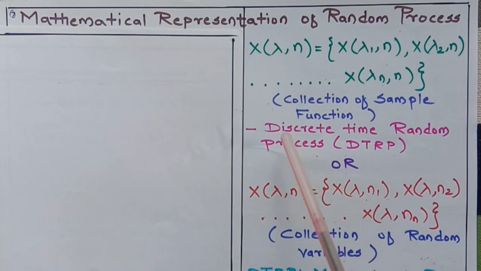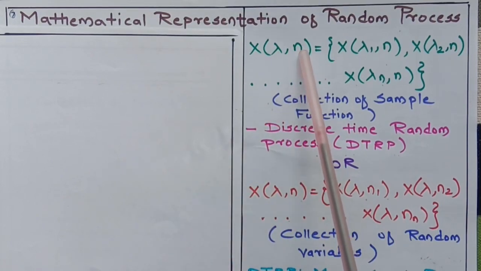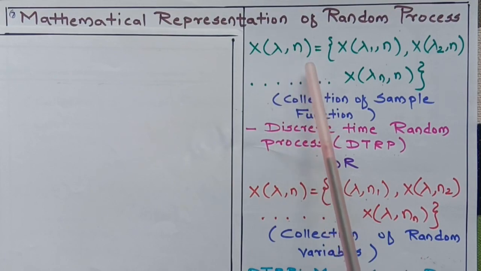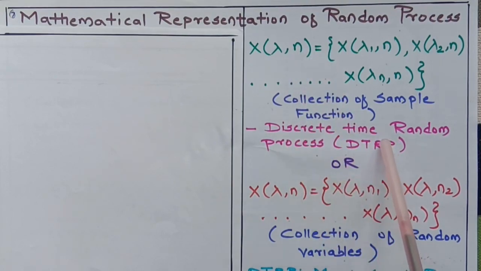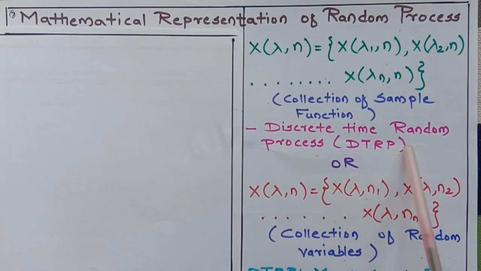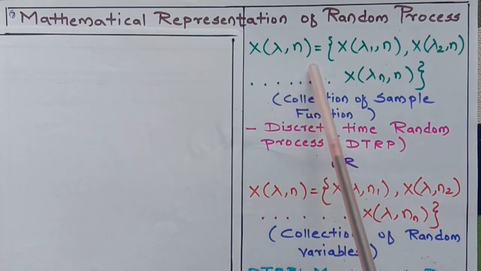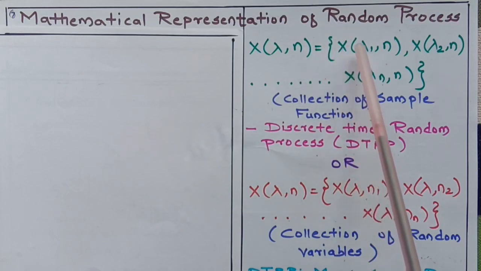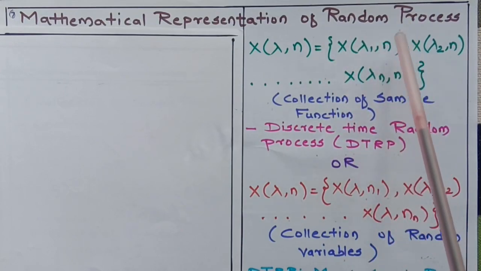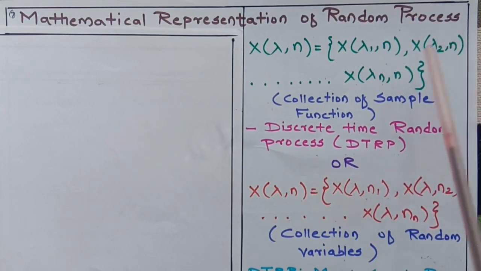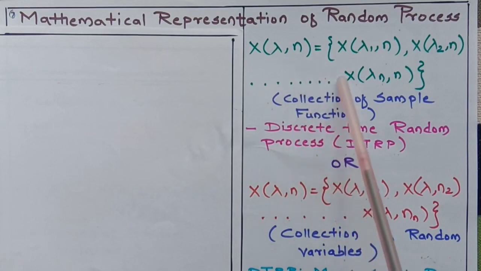But now over here, instead of t, if it is n, then it means it is a discrete time random process. Then the t is going to be replaced by small n. So for a discrete time random process, the random process could be defined as x of lambda comma n is equal to x of lambda 1 comma n, x of lambda 2 comma n, x of lambda 3 comma n and so on.